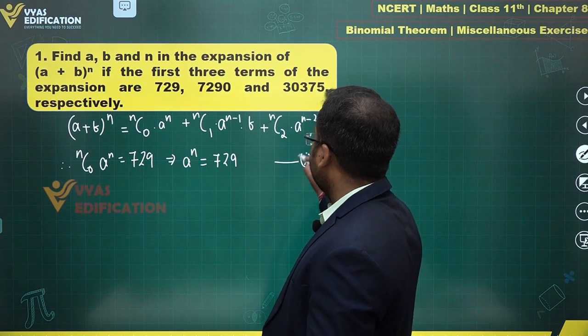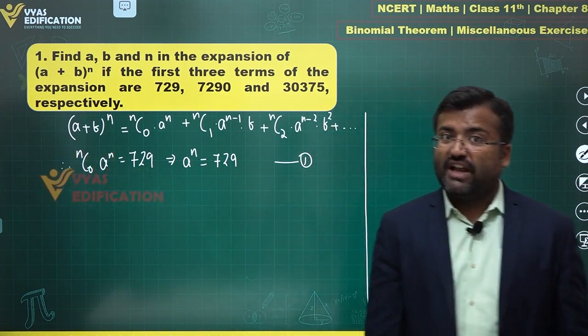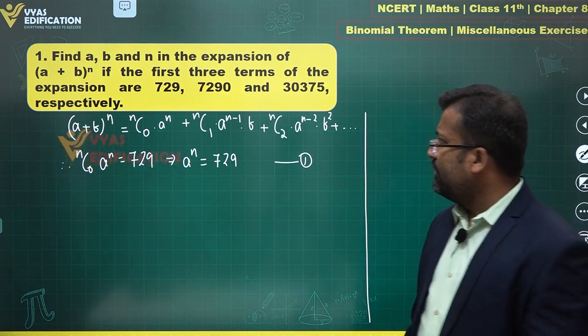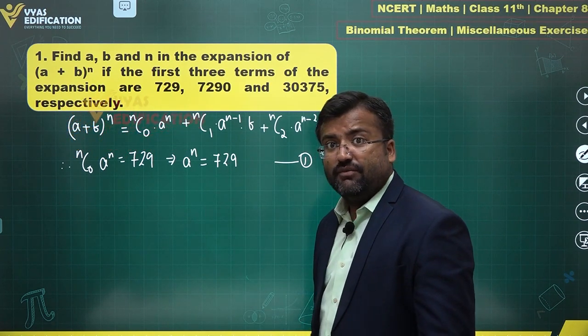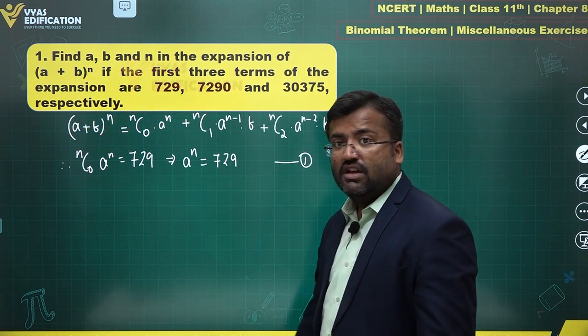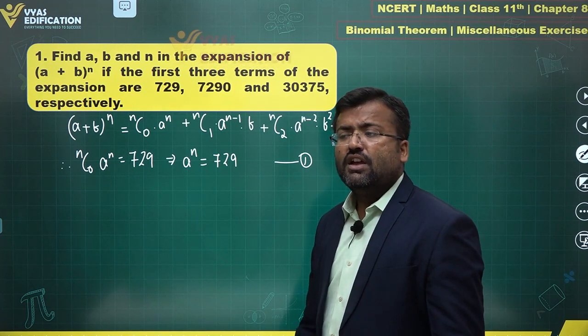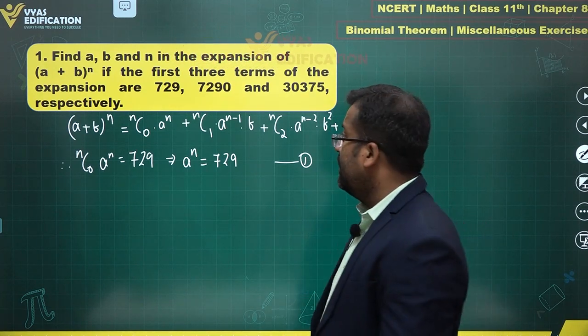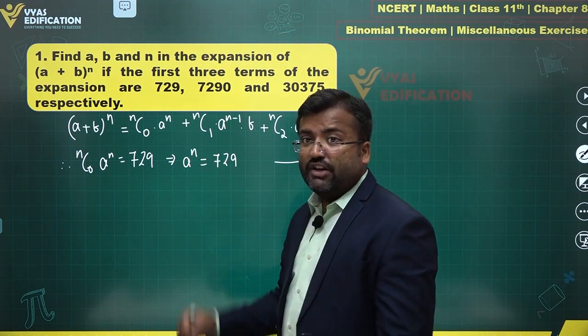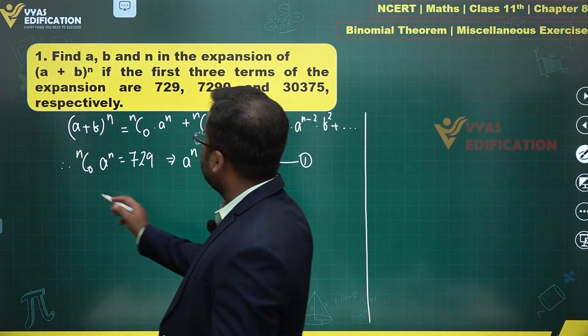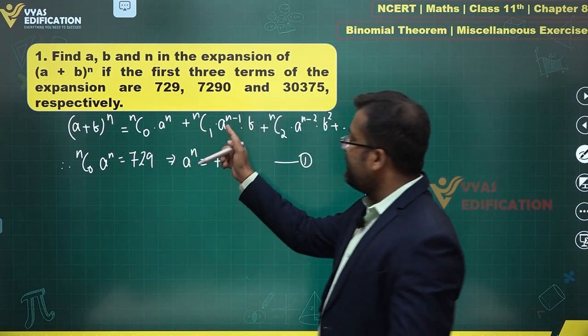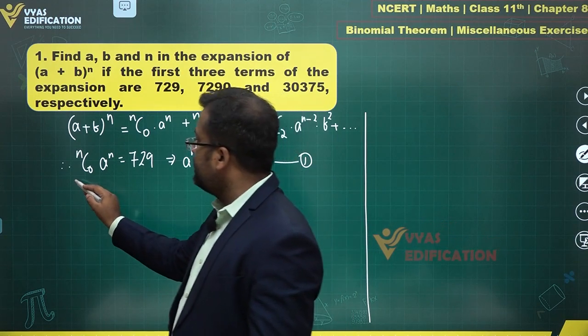That's the first condition. Can we find the value of either a or n from here? I think it will be difficult. This can be written as 9^3, or this can be written as 3^6. This can be written as root 3 power 12 as well, or something else maybe, right? So we are supposed to have another equation related to a and n maybe. Then the second term says nC1 a^(n-1) b is equal to 7290.